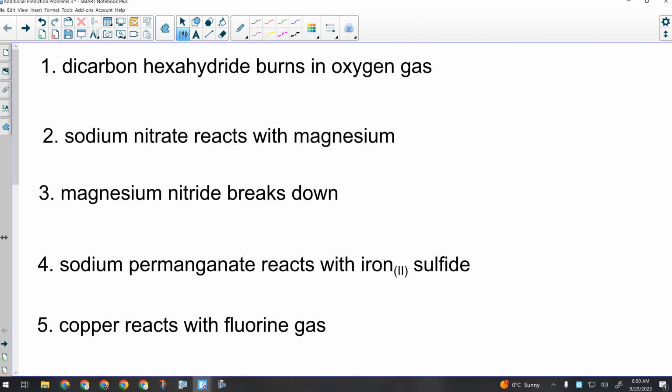All right, let's have a look at 1 and 2 here. So we got dicarbon hexahydride. So that would be C2H6. Okay, and it is burning in oxygen gas. What kind of reaction are we looking at? Combustion reaction. Okay. In a combustion reaction, what gets produced? CO2 and water.